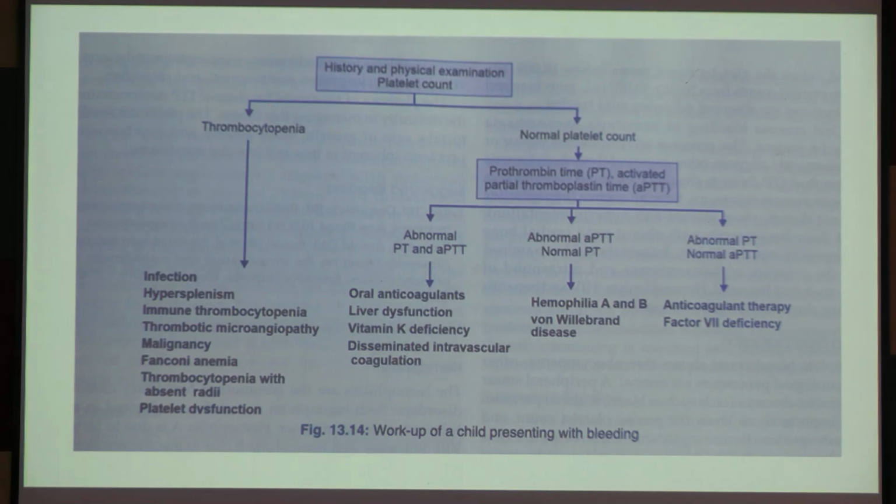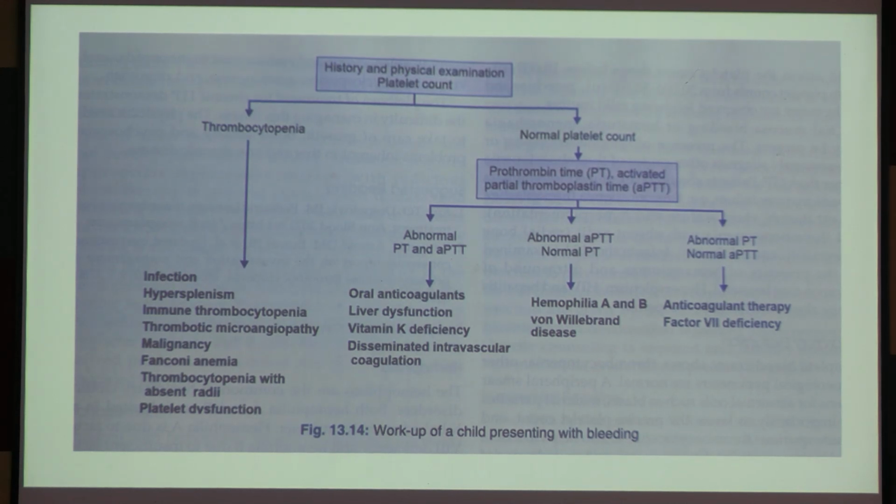First, most common is infection, then hypersplenism, then thrombotic microangiopathy, malignancy, Fanconi anemia, thrombocytopenia with absent radius, that is called TAR syndrome, okay. Thrombocytopenia with absent radius, and platelet dysfunction, functional defects of platelets, not quantitative reduction but qualitative.